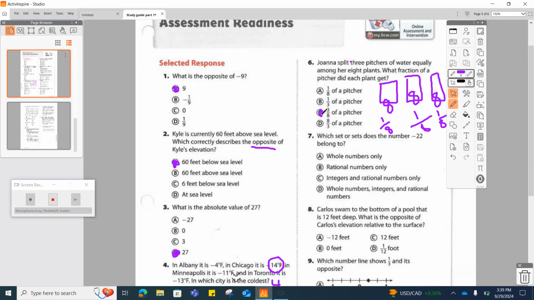Which set or sets does the number negative 22 belong to? Well, it is not a whole number because whole numbers are positive. It is rational. It is an integer. Integers are whole numbers and they're opposites. It's not that one because it's not a whole number. Positive 22 would be a whole number. Negative 22, not a whole number.